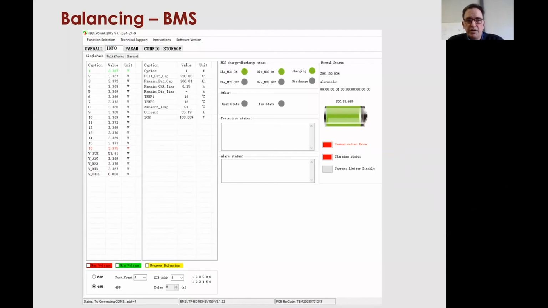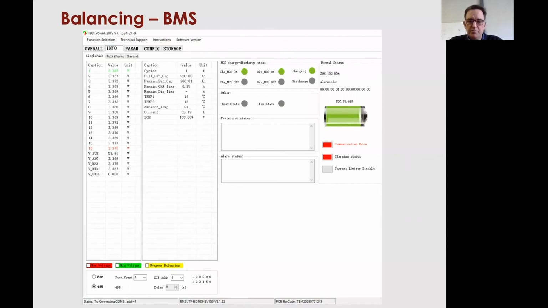If I can quickly conclude by going to have a look at the BMS. This is the BMS I have in my lab right here. You can see that all of these cells are well balanced at about 3.37 volts per cell, and that the voltage difference is 0.008.